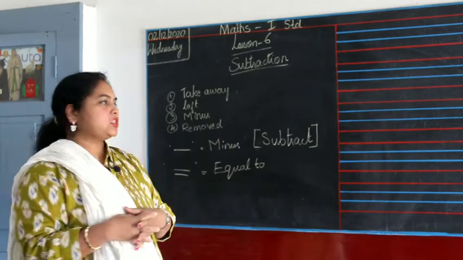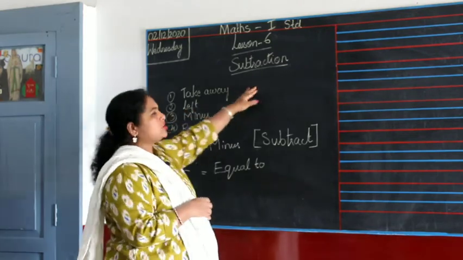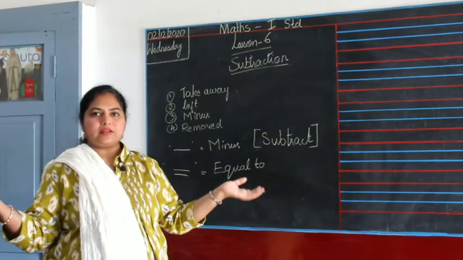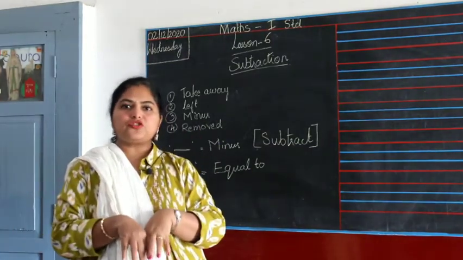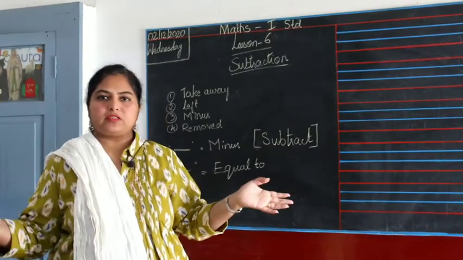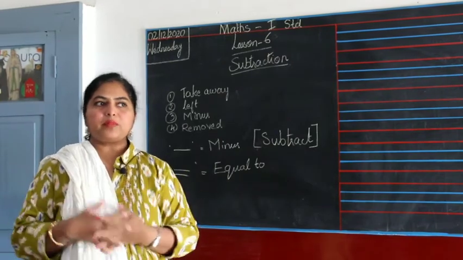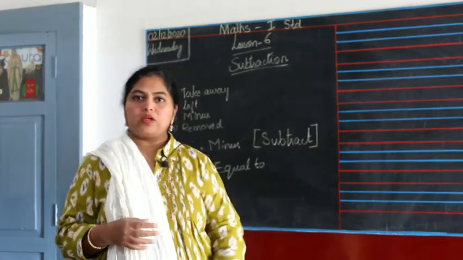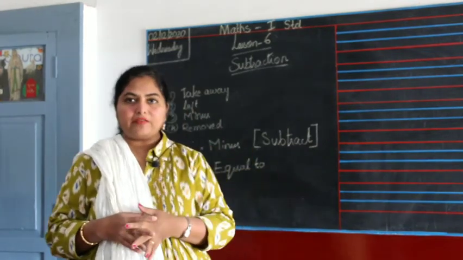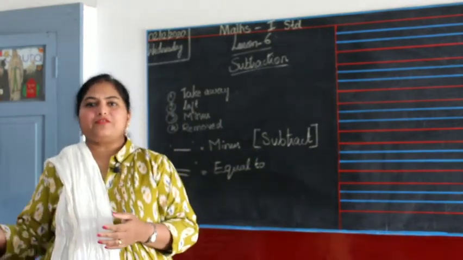What is subtraction? Subtraction is removing things. Like in addition you collect, you put things together. In subtraction you remove things. So you take away, you minus it. In addition you'll say how many more you have. In subtraction you'll say how much is left.